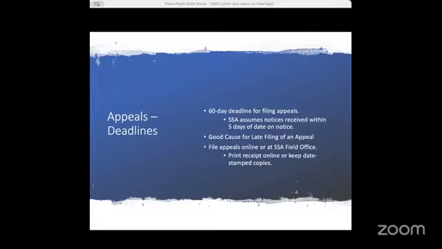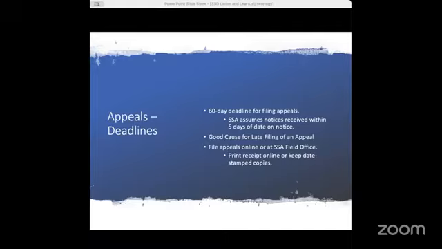Another way you can submit your appeal is by going to your local office and completing the appeal form, getting a date stamped copy from them showing that you submitted the form. If you're having trouble with this, you can also call them and ask for help, and they're supposed to help you submit your appeal.